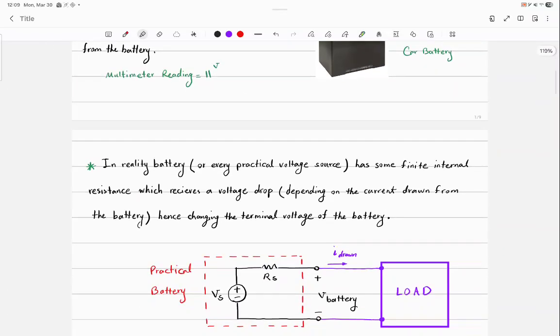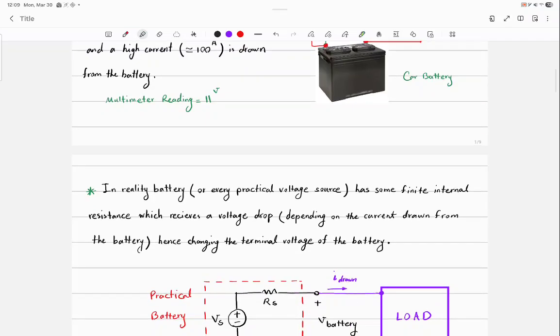So, in reality, a battery has some finite internal resistance which receives a voltage drop depending on the current drawn from it, changing the terminal voltage of the battery. Okay?